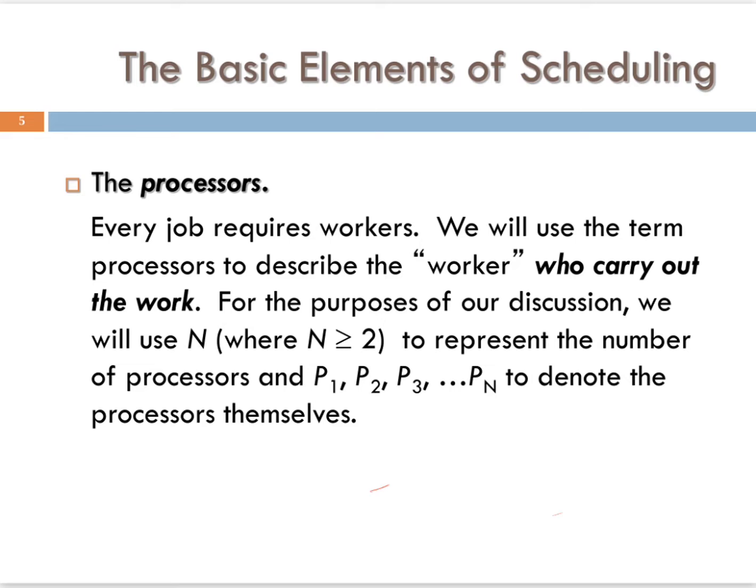So we're going to talk a little bit about the vocabulary. One of the biggest things we need to know is the processors, the people that are actually carrying out the work. We're going to use in this chapter the notation with an N. So N is going to tell us how many processors we have. So for example, if we see N equals 2, that means we have 2 processors or 2 people that are doing the work that we can split it up between. If we have N equals 4, that means we have 4 processors.